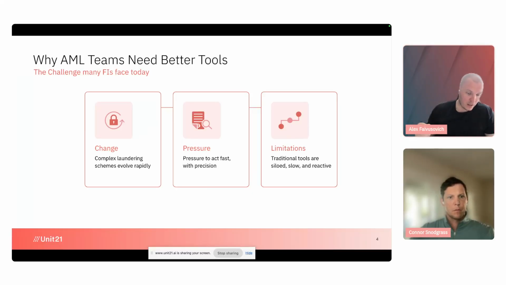Complex laundering schemes evolve rapidly. We see teams that need tools that allow them to create the rules that they need and make sure that those rules are generating a very high number of true positives. Also making sure that the workflow capabilities and the investigation tools for the investigators are very updated and really make sure that we are optimizing the efficiency of the investigator. The second part is the pressure. So, pressure to act fast with precision.